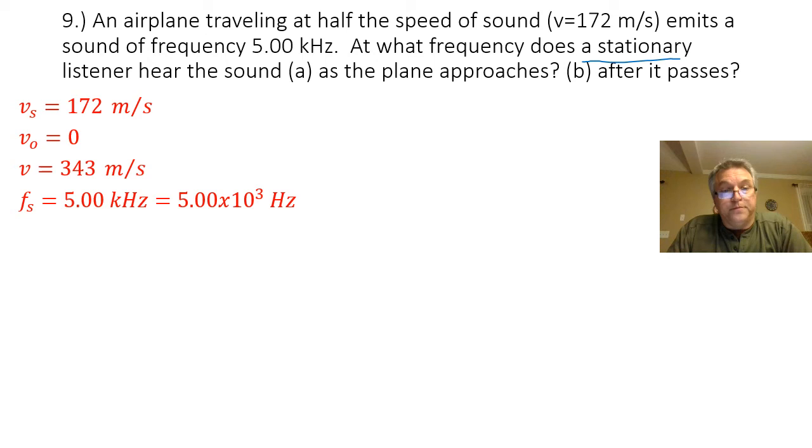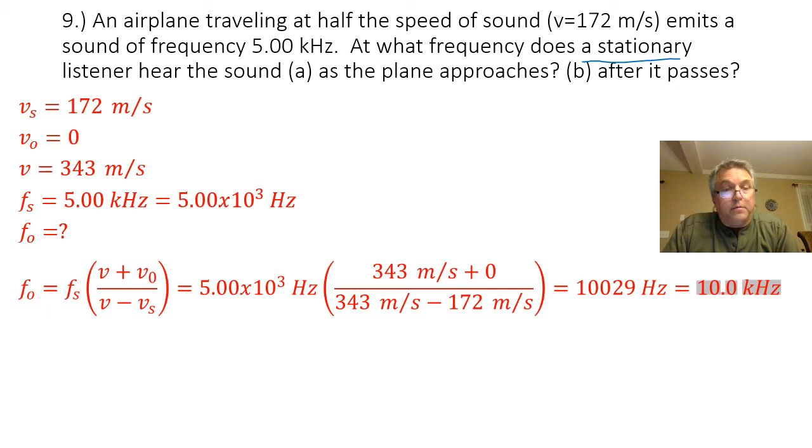So the first thing we're going to do is calculate the observed frequency as the plane approaches the listener or the observer. So again, I'm going to use a Doppler equation. I'm going to put in the frequency and the speed of the sound wave. My observer is stationary, so their velocity is 0. And because the plane is approaching the observer, it's moving toward the observer, I'm going to use a positive value for its velocity. So the velocity of the source is going to be positive 172 meters per second.